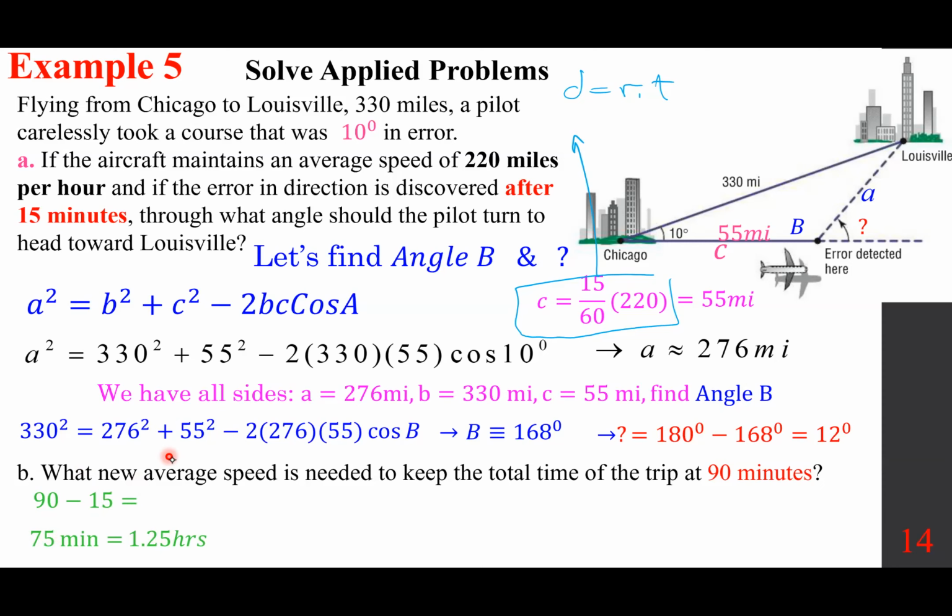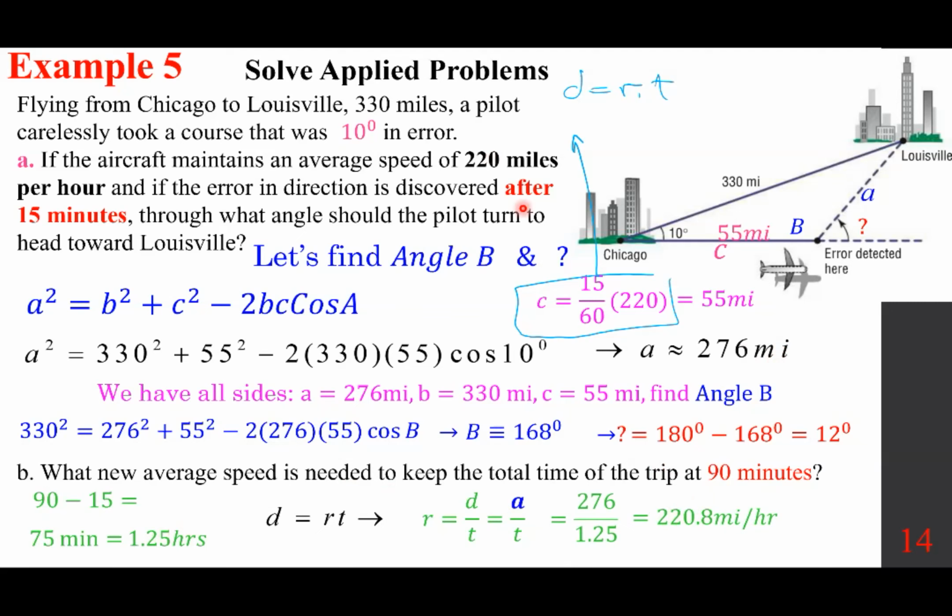And we know distance is r times t, therefore r is d over t. So the rate or speed we need is distance over time. The distance we are covering is 276, and t is 1.25, and that gives us the speed, which is a little bit more than that. So if we go about 221 miles per hour, 220.8 to be more precise, about 221 miles per hour will fix the problem.